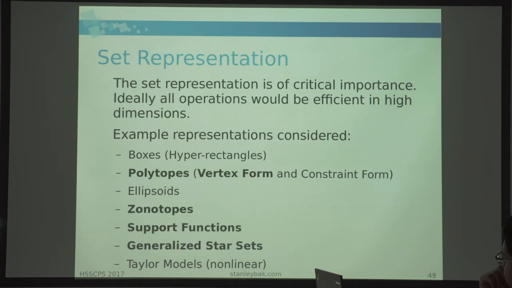So for this summer school, I'll focus on these four representations, in particular the last three, actually. Polytopes, especially vertex form polytopes, are sort of easy to explain, but they don't work well in high dimensions. And so I'll show why that is. But these three are really the focus: zonotopes, support functions, and generalized star sets.